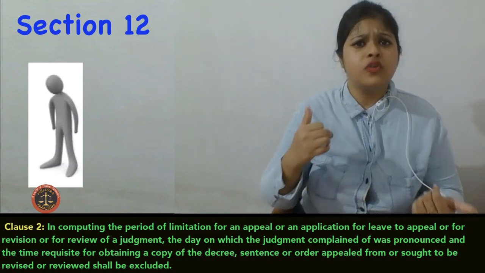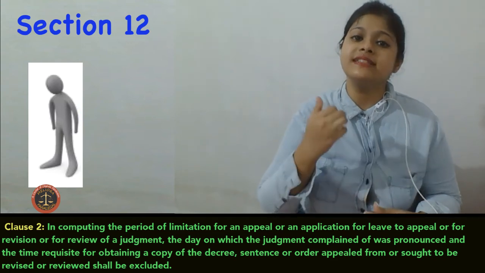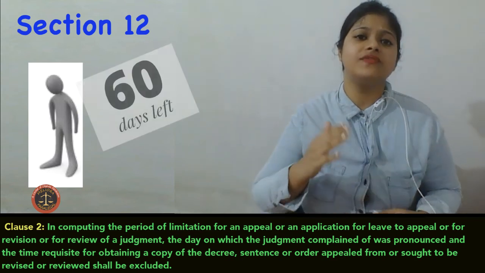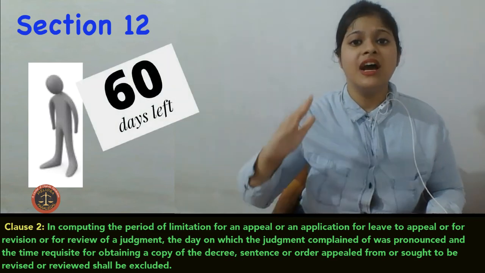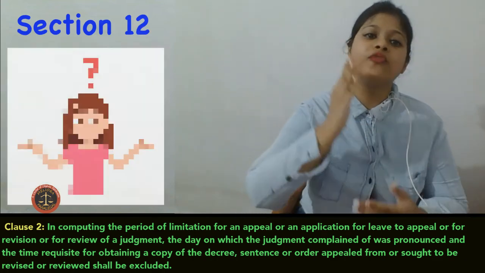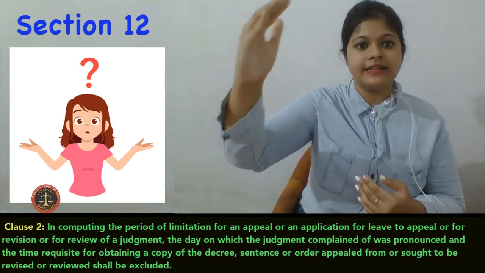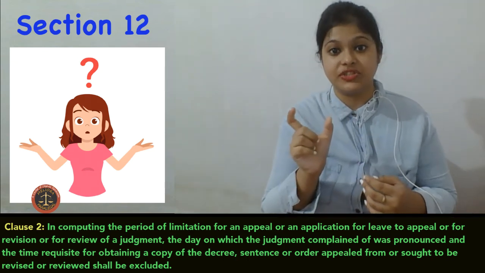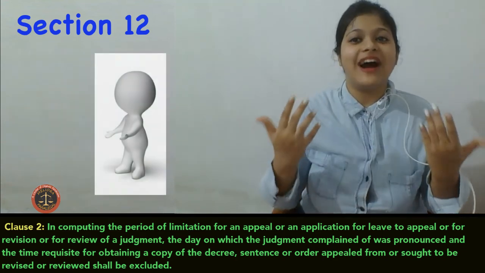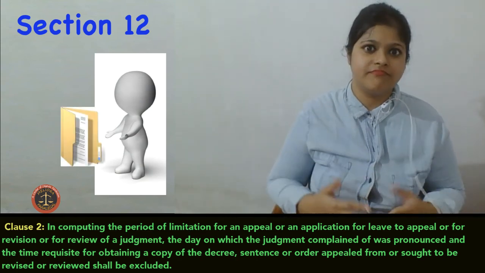As we know, to file a review, revision or an appeal, the limitation period is applied. So, say B has 60 days to file a review petition against that judgment. Now again the question is, from which date the time period will be calculated? As stated above, the day of passing the judgment, that is September 19. Now, in order to file a review petition, B needs a copy of the judgment, right?